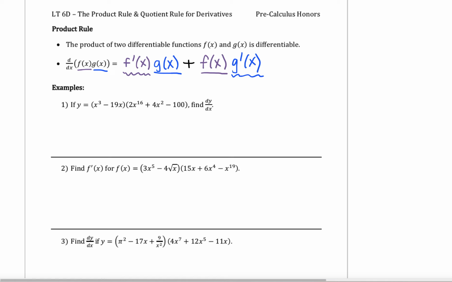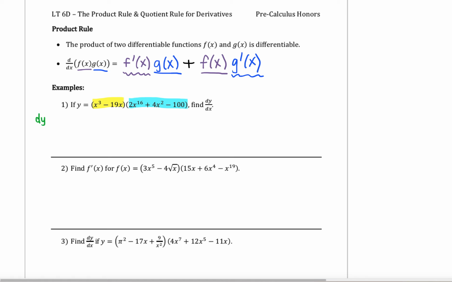Let's go through a couple examples. In example 1, we have the function y equals x cubed minus 19x times 2x to the 16th plus 4x squared minus 100. Here we have a product of two functions. Our first function is x cubed minus 19x, and our second function is 2x to the 16th plus 4x squared minus 100. We have the product of these two, so we're going to use the product rule here to take this derivative.